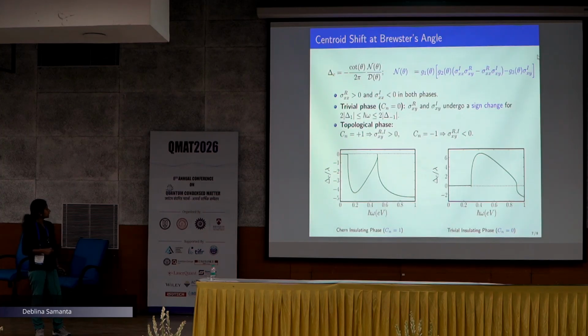Then we have done the calculation using our definition of centroid shift, where I have written that the longitudinal conductivity is the same for both phases and has a fixed sign structure, and for the trivial phase, as the Hall conductivity changes sign, you can see that this numerator will have a zero crossing. Here you can see the centroid shift plotted as a function of energy, and there is a sign change from positive to negative.